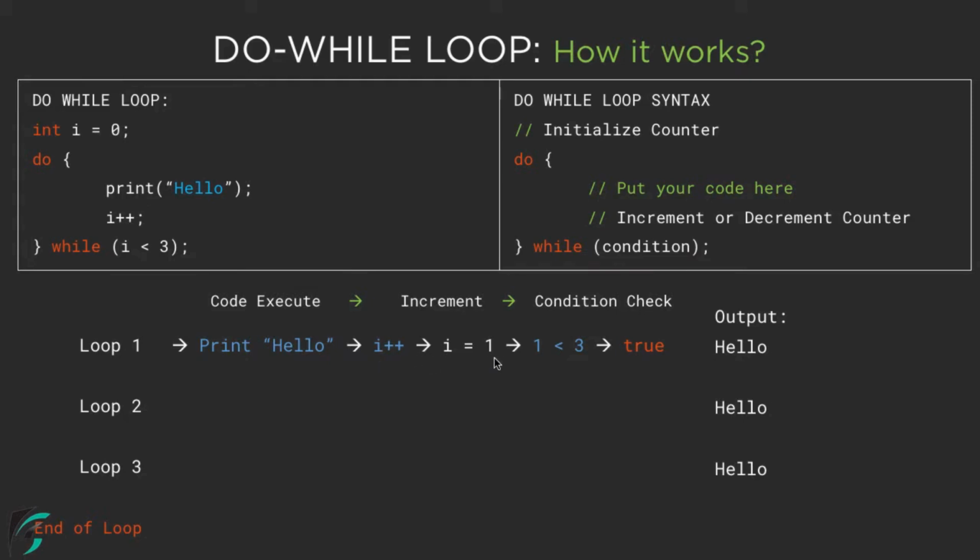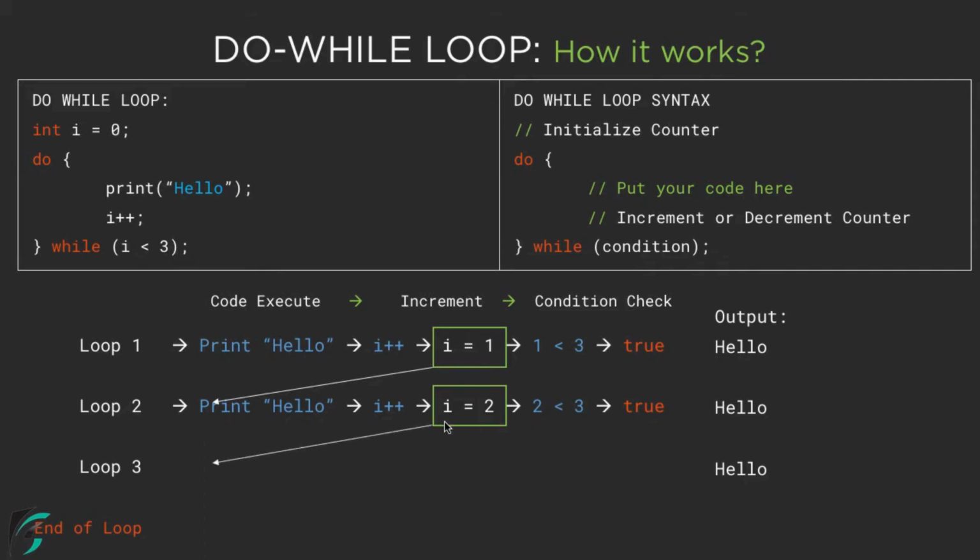And now in the end of loop 1 we are checking the condition i is smaller than 3, which comes out to be true. Now once the condition becomes true, then again loop 2 starts with the value of i equal to 1. So first we print out hello and then increment the counter variable i to 2, and in the end again check the condition, which comes out to be true. And once it is true, then again we continue with our third loop with this counter variable of 2.